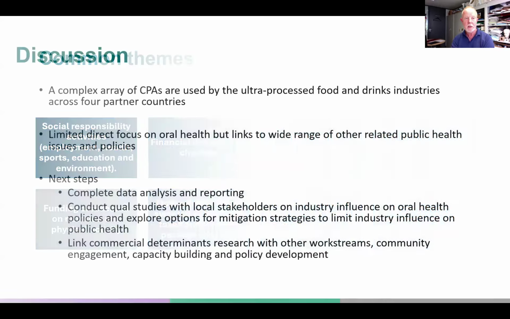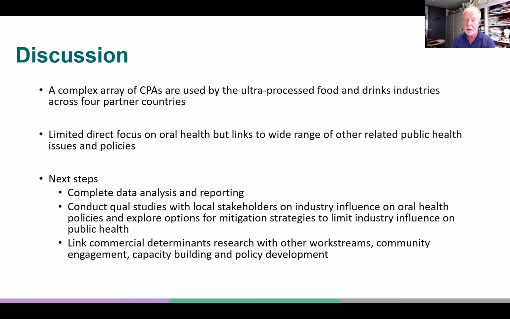And then secondly, we will be undertaking 2 qualitative studies in each country, interviewing local stakeholders about their awareness of industry influence on oral health policies, and then interviewing policymakers and other stakeholders about options for mitigation strategies to limit industry influence on public health. And lastly, this commercial determinants research work links into our other pieces of work around inequalities, systems reform, and capacity building. So next slide, please.